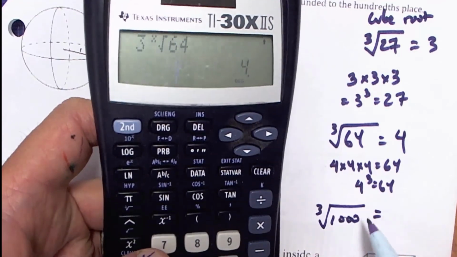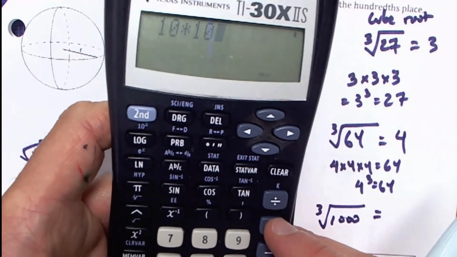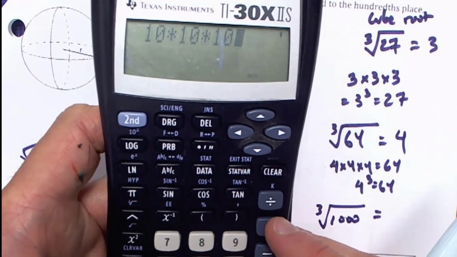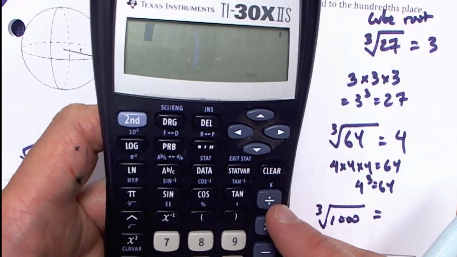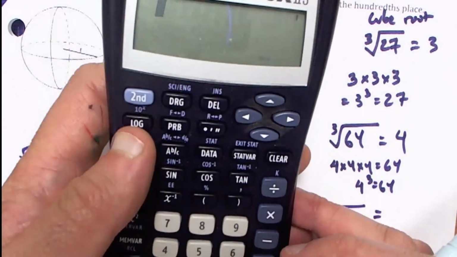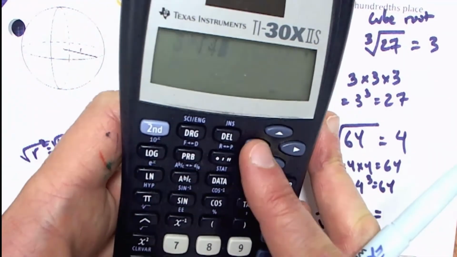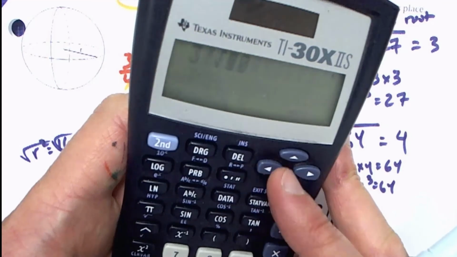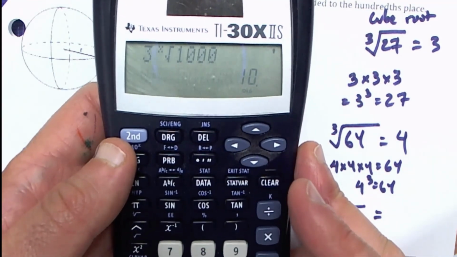Right? Or what about 1,000? What's the cube root of 1,000? What number times itself 3 times gives you 1,000? Well, you could check. It's 10. 10 times 10 times 10 gives you 1,000. So 10 cubed is 1,000. This is the inverse of that. So we type again to check 3 x root 1,000. Push enter. Oh, that's 10.